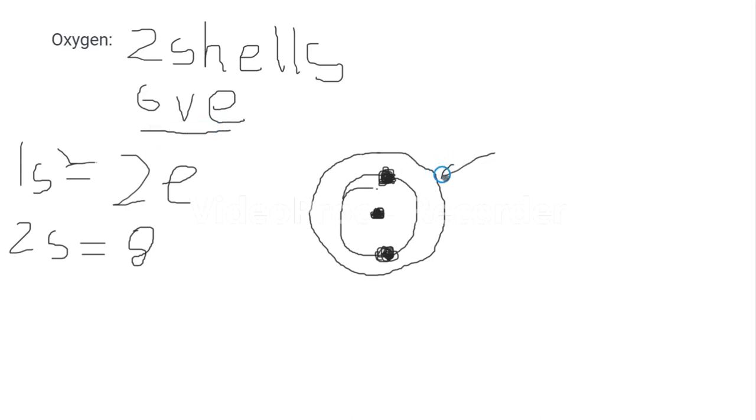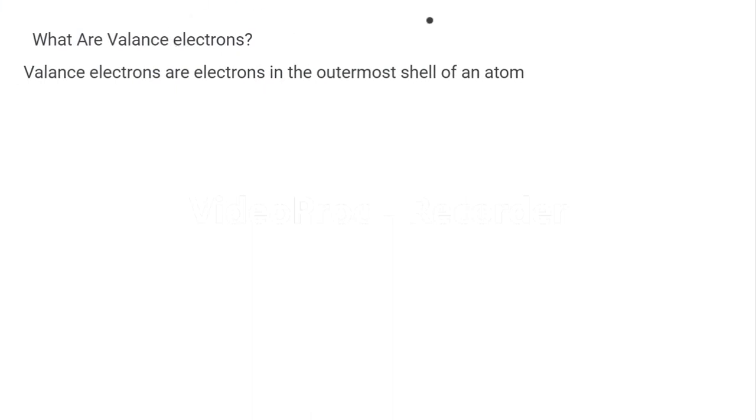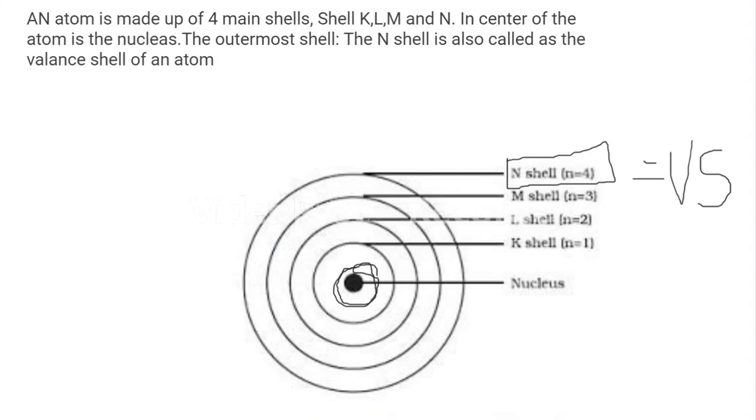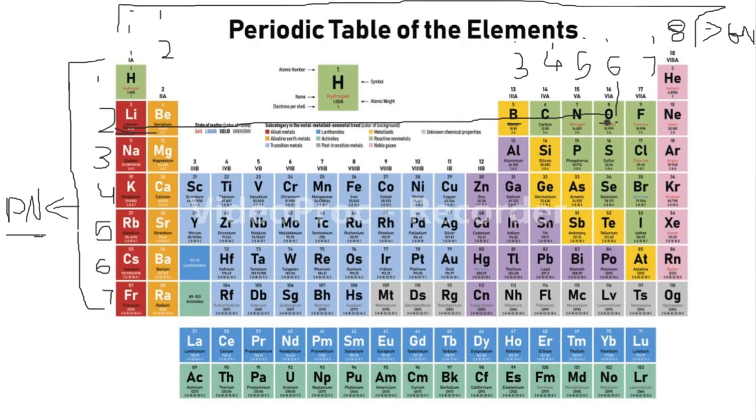Now this shell is the outermost shell of the oxygen atom. As we know, the period number is the number of shells in an atom, and the group number is the valence electrons. Valence electrons are the electrons in the outermost shell of an atom. So there are 6 valence electrons over here. How do we know it? Because oxygen comes in the 6th group of the periodic table.